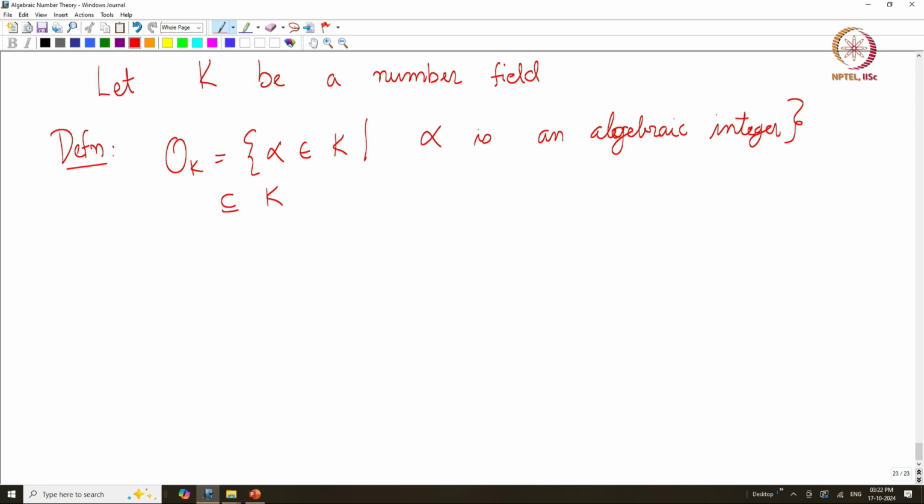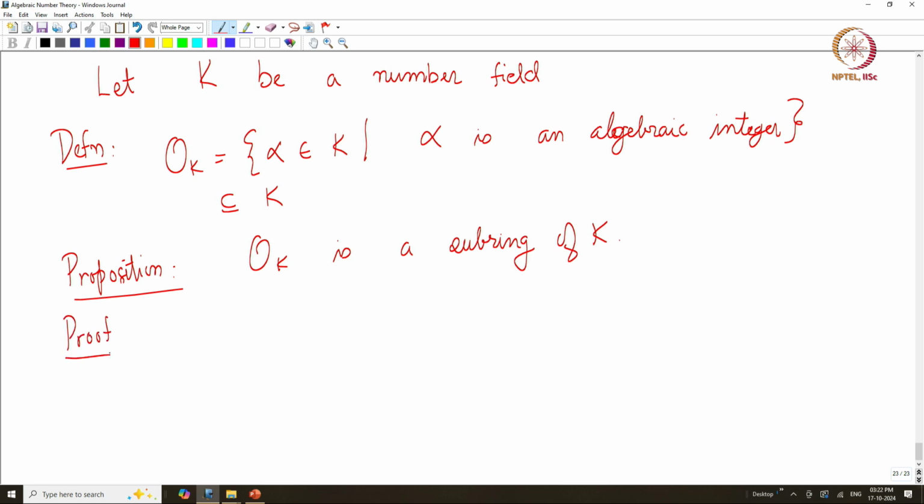and the first thing we are going to show about this subset is the following proposition. This is essentially a corollary of what we proved last time. O_K is a subring of K. I recalled the definition of a field for you, but I am not going to recall the definition of a ring. Anyway, I assume that all of you know what a ring is. So, here is a proof, a quick one.